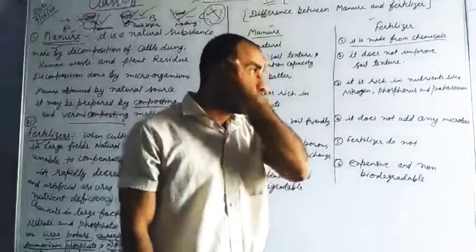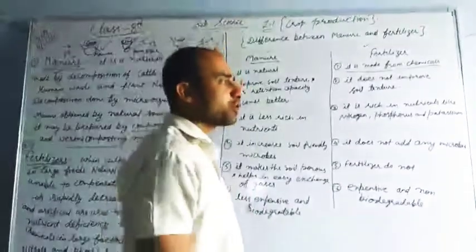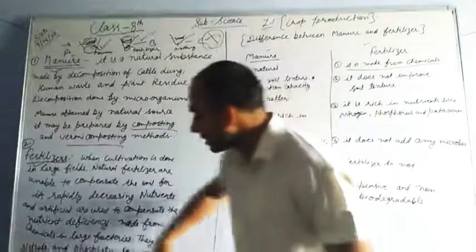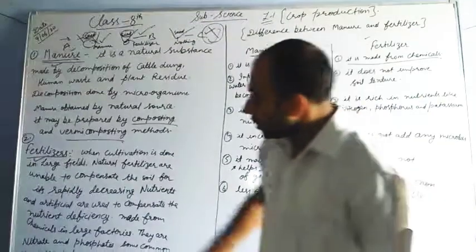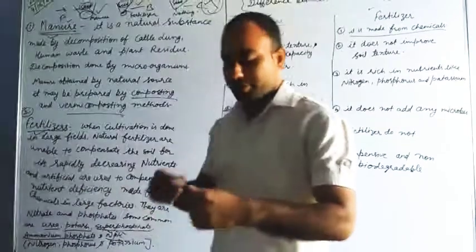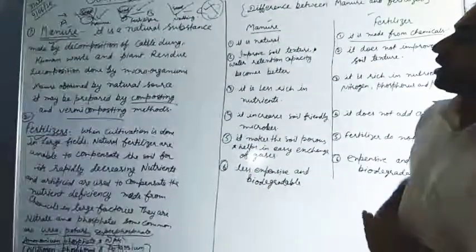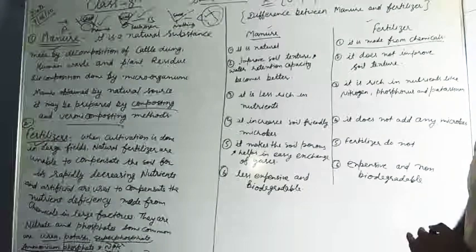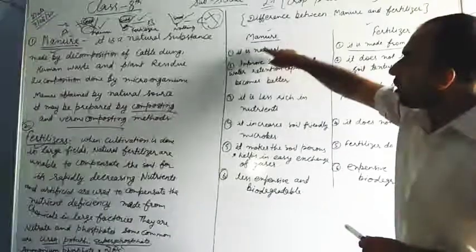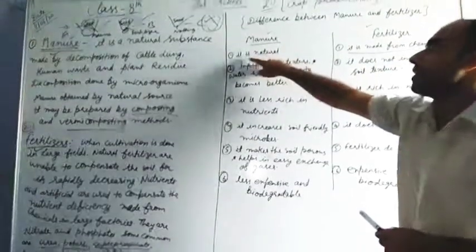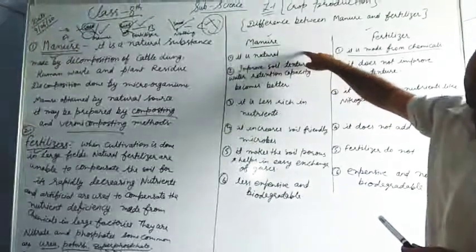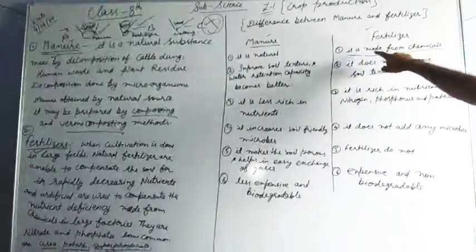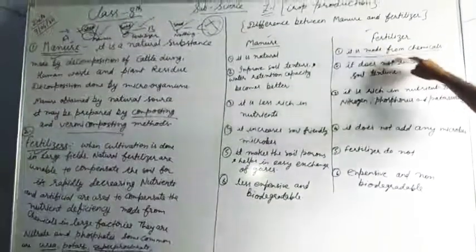I have already explained this earlier in the fertilizer portion, that all fertilizers are prepared chemically, and those chemicals are nitrate and phosphate. So ammonia, nitrogen, phosphorus and potassium are present in preparing those fertilizers. In this manner, fertilizers are called man-made or artificial in nature. So if you write it down, we will write: manure is natural in source because we are getting it from animals and plants; fertilizer is man-made because it is artificial, made from chemicals.